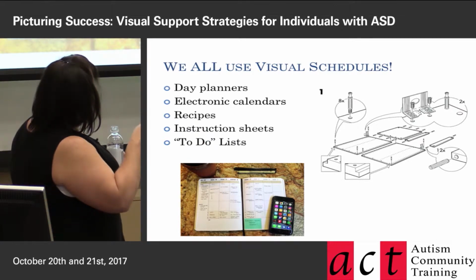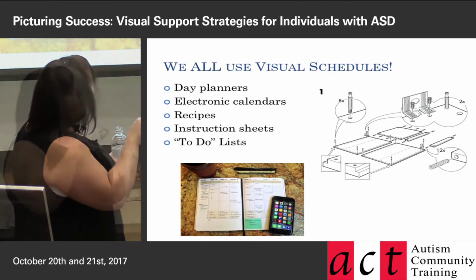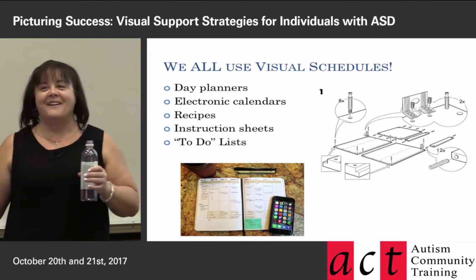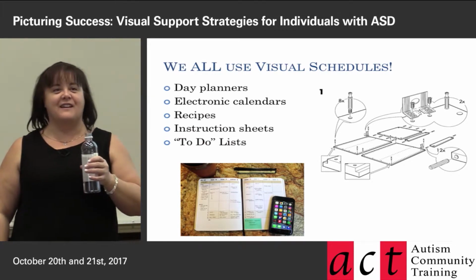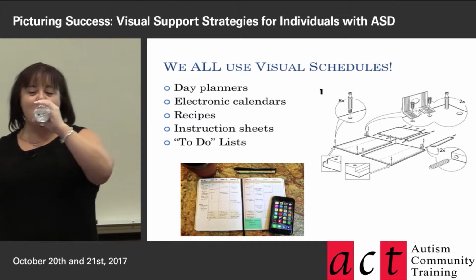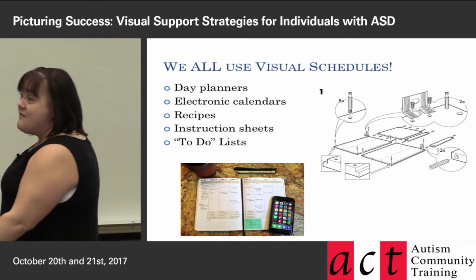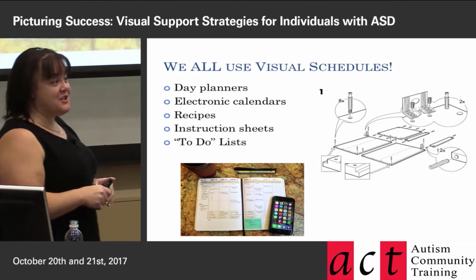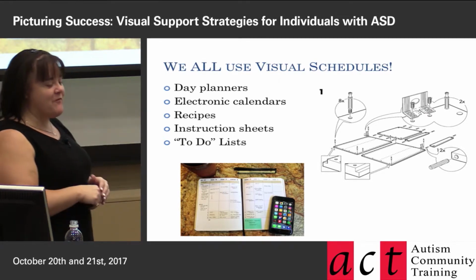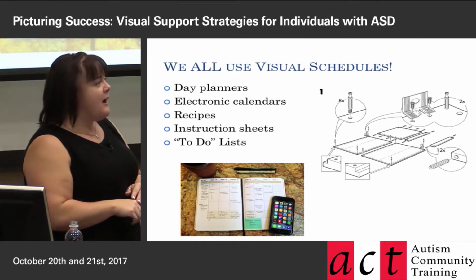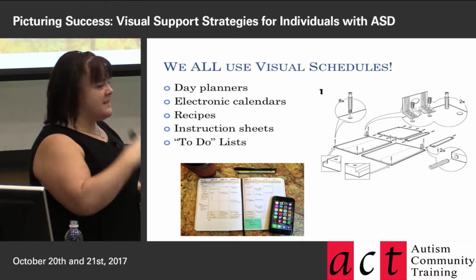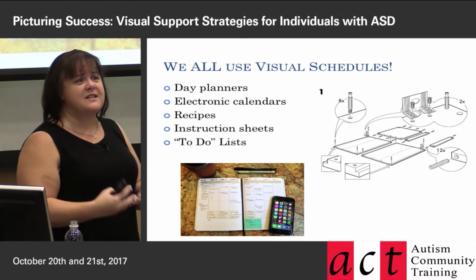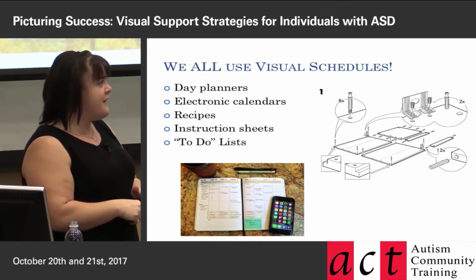Instruction sheets. How many of you know these? Where does this come from? This is just one step from an IKEA how-to guide, right? How many of you just love those? Mm-hmm. They're a visual schedule of sorts, right? It's a step-by-step for how to put things together. To-do lists are kind of like a schedule. First do this, then do this, then do this, right? So we all use these kinds of visuals in our daily life.